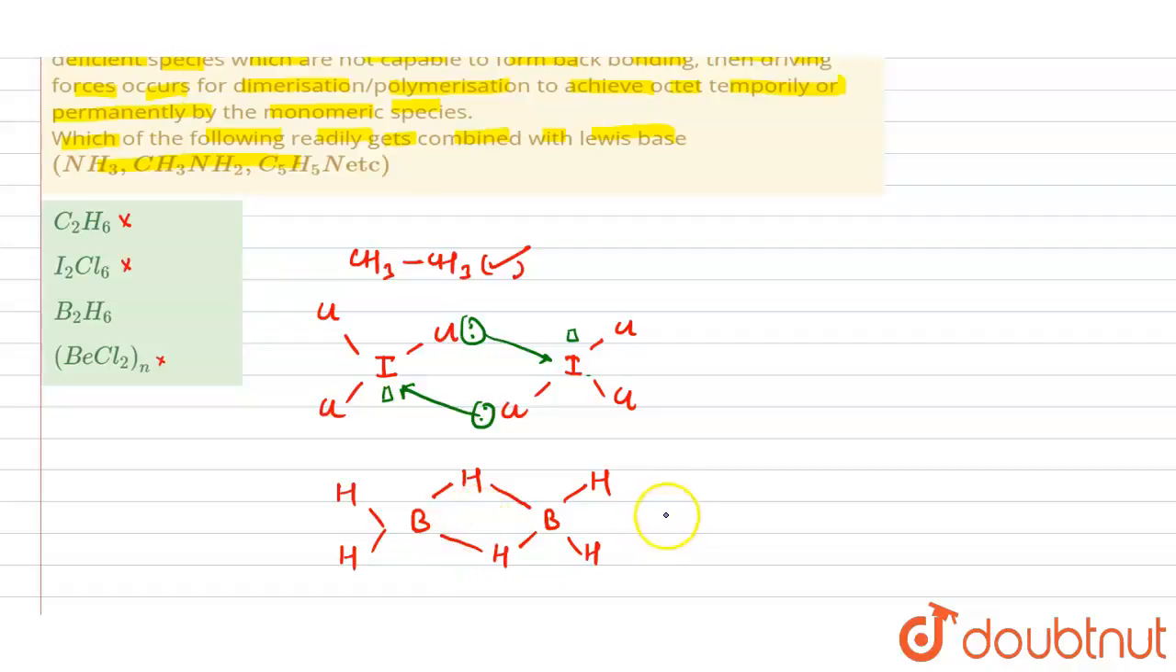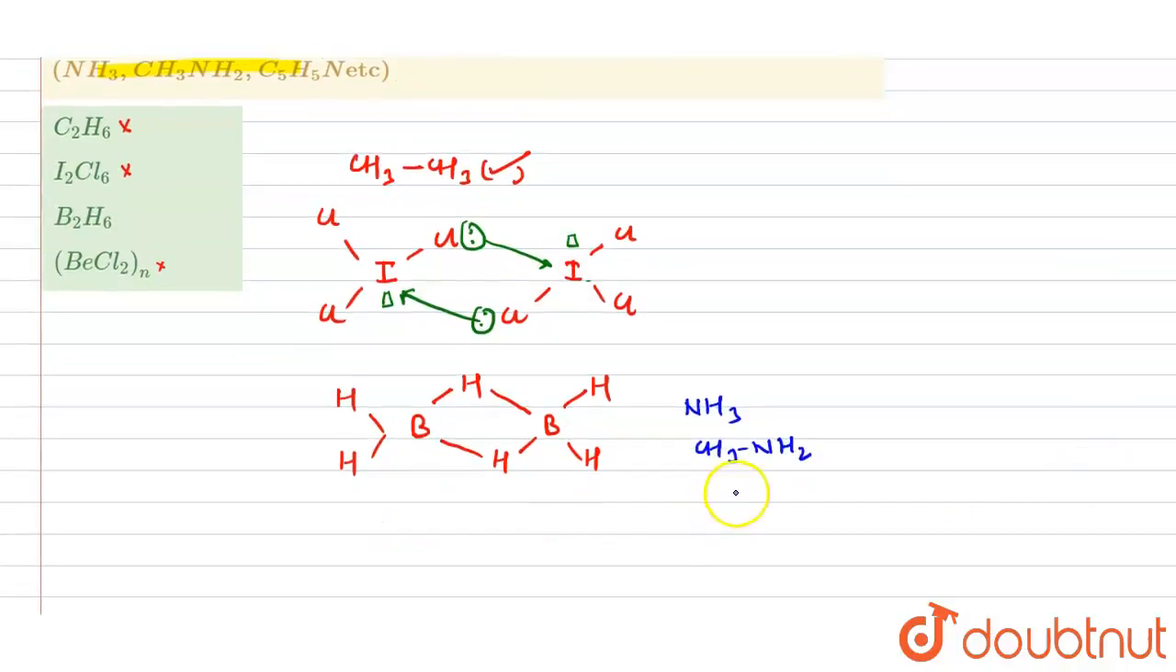So this is an electron deficient compound that can react with either NH3, we can take C2H5NH2, and we can take a third compound as well, that is C5H5N. Here a lone pair is present, so it will donate its lone pair, and since the boron has a vacant orbital, it will react with this one. So here the reaction is possible in the third case.